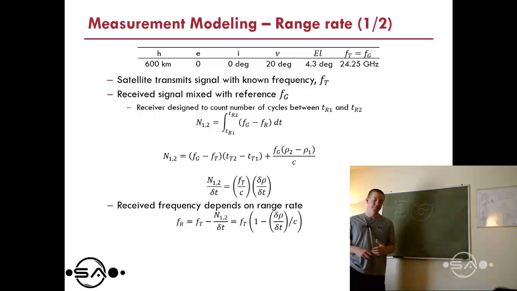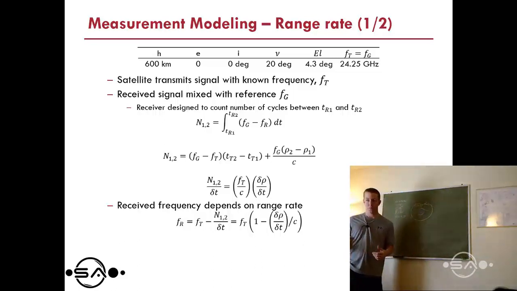So for the range rate, we know that the satellite transmits with a known frequency. We're going to receive that signal, and then we're going to mix it with some reference frequency. In our case, we're going to choose to make the reference frequency the transmitted frequency to ease solving out the apparent frequency. And so what we do is we have some receiver that counts the number of cycles between the first signal received and then TR2, which could be the last signal received, or just some time that we choose for the next received signal.